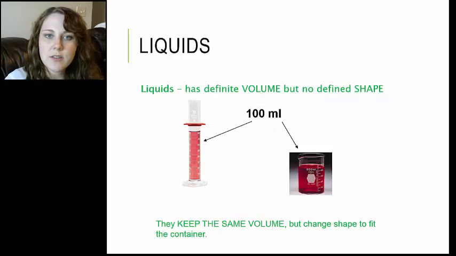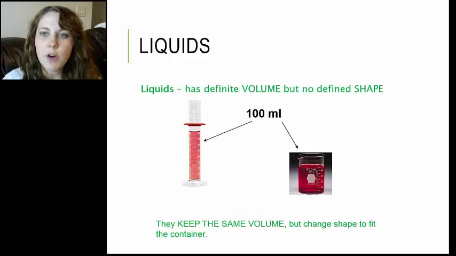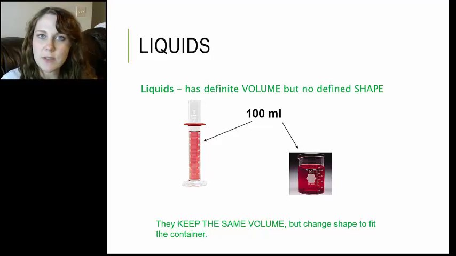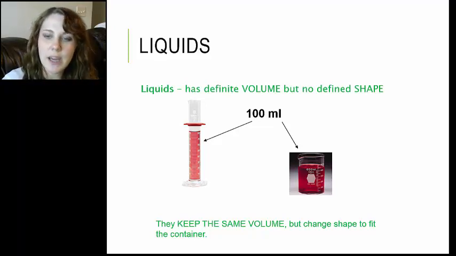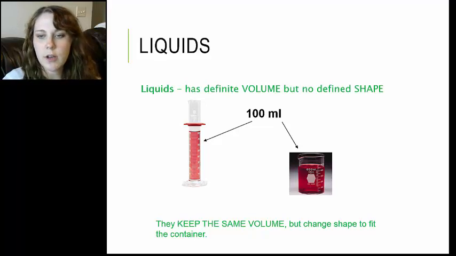For liquids, liquids have a definite volume, but they don't have a definite shape. What that means is if you pour them from container to container, you should still get the same volume reading. For example, if you look below, if you pour 100 milliliters of red water from a graduated cylinder to a beaker, that beaker should still have 100 milliliters of water in it.